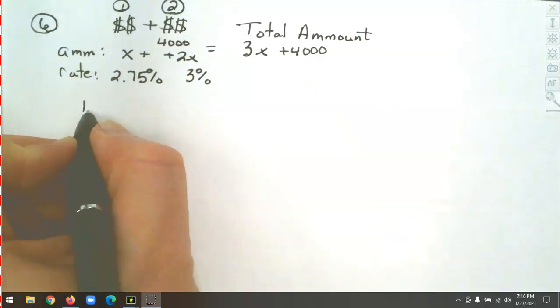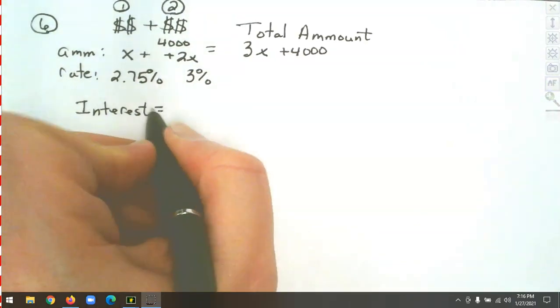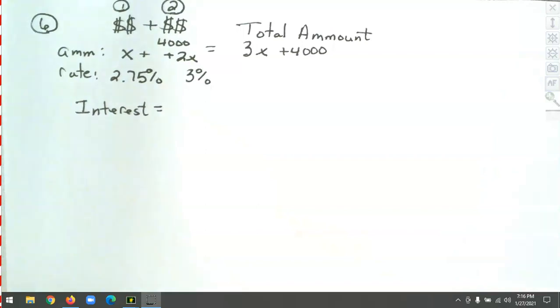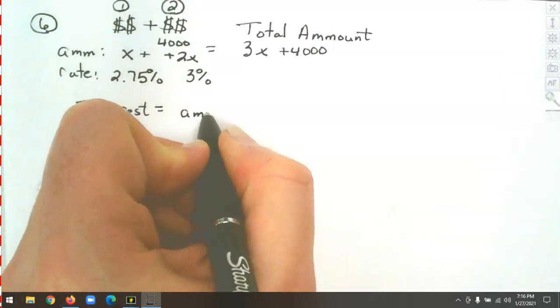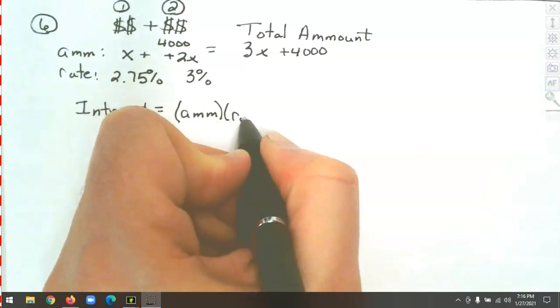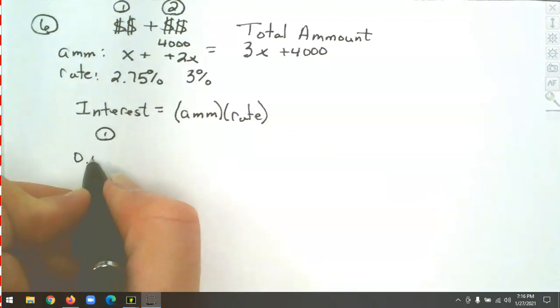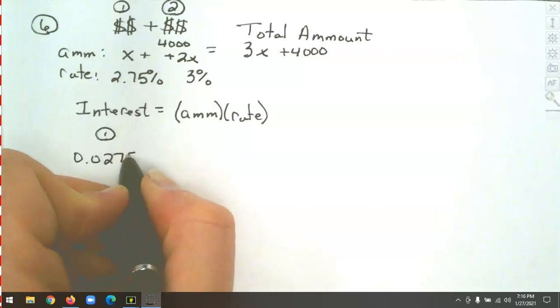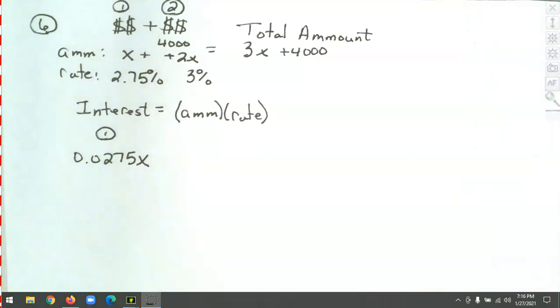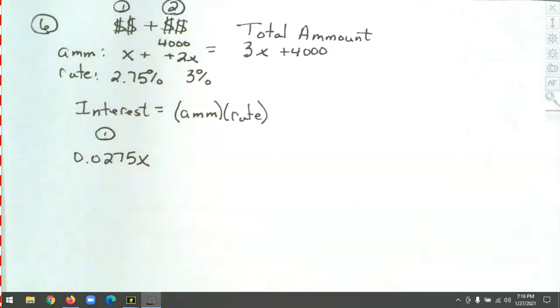How do we find our interest? Well, the interest is done exactly the same as we did the pure. So that's the amount times the rate. And so for the first one, we have 0.0275 times x.